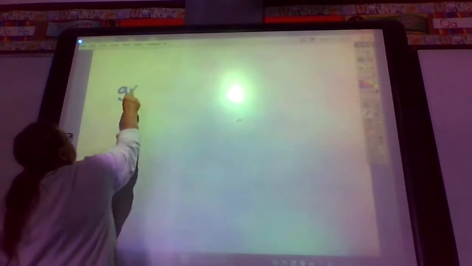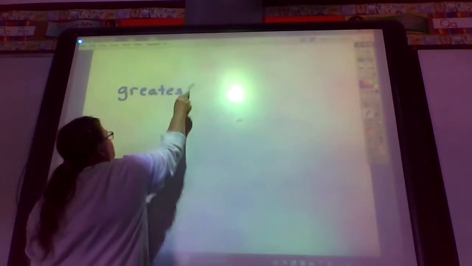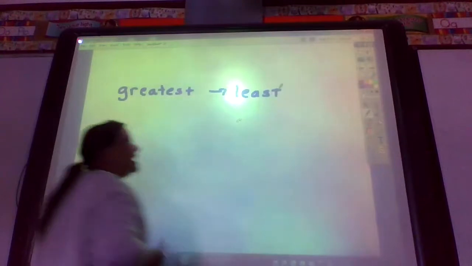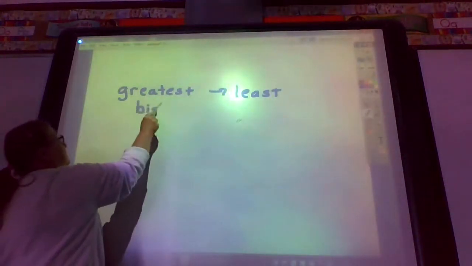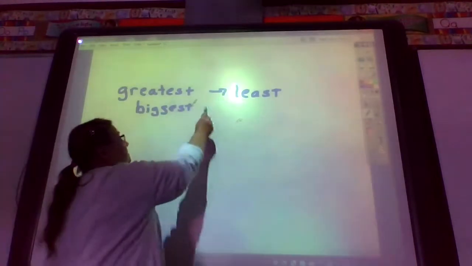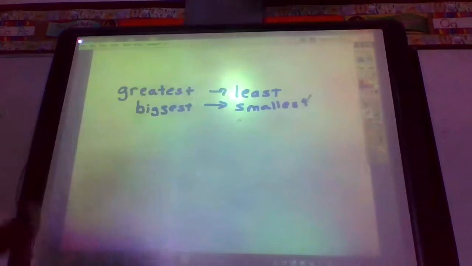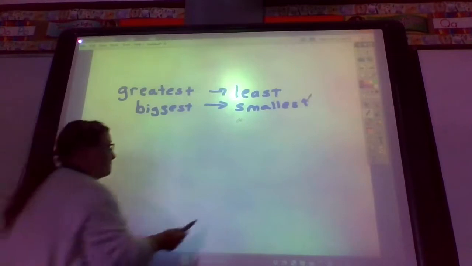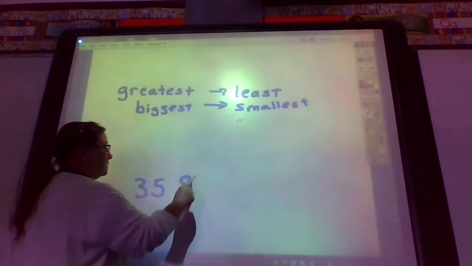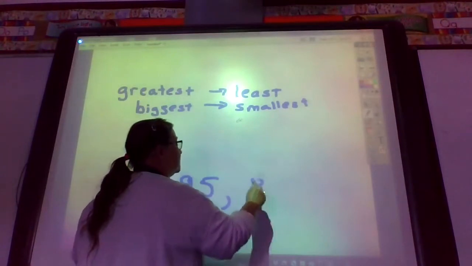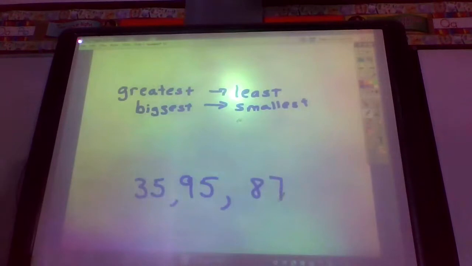I want greatest to least. What I'm asking for is the biggest to the smallest. That's what greatest to least is, the biggest to the smallest, okay? So let's say I have these numbers. Let's say I have 35, 95, and 87. These are my three numbers. I need to write them from biggest to smallest, greatest to least.